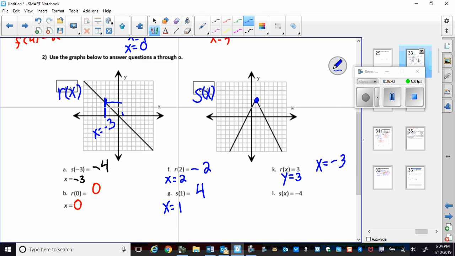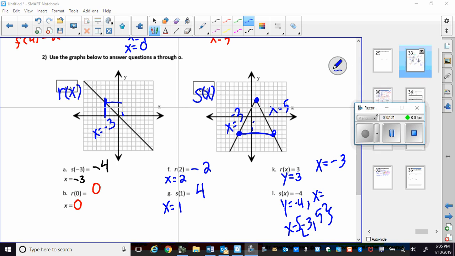So I want to know for s of x equals -4, or when y equals -4, what is x? So I go to the s graph, I go to where y equals -4, 1, 2, 3, 4. X equals two different values. X equals -3, and if I go over to the other x value, x equals 5. So x equals -3, 5, and I use curly brackets for the two values. Pretty simple and straightforward with that.